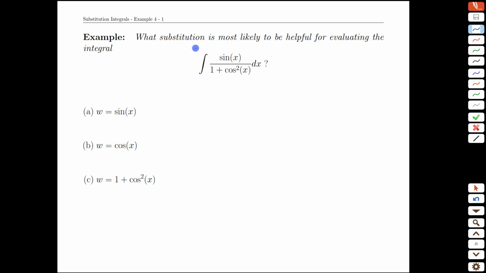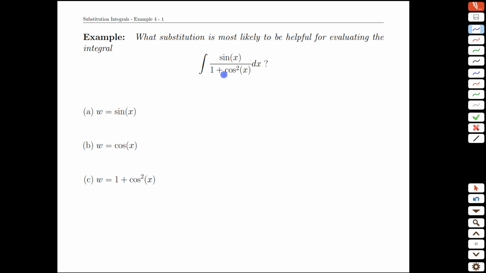In this video, we're going to continue our study of the substitution approach for evaluating integrals. Take a look to start with at the integral here and ask yourself which of these possible substitutions would be most effective at simplifying or tidying up this integral, making it an integral that's easier to evaluate. Take a moment to think about it, and then we'll check in.